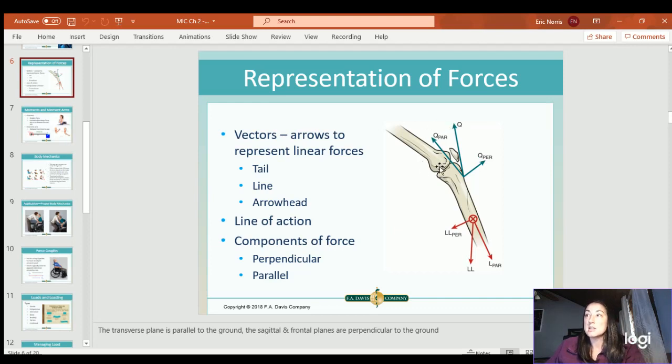And typically, they'll show the line of action. So it could be the line of action of a muscle or of gravity, which would go straight down. And if the line of the muscle is parallel to the ground, that would be in the transverse plane, as you see. Or the ones that are perpendicular to the ground, up and down, whether it's this way or this way, would be the sagittal and frontal planes.